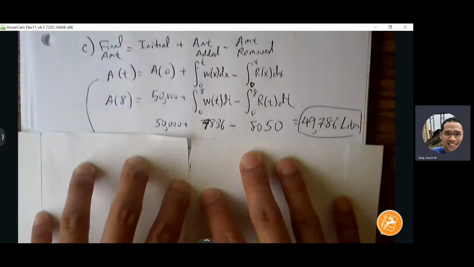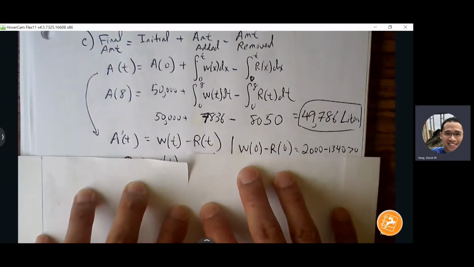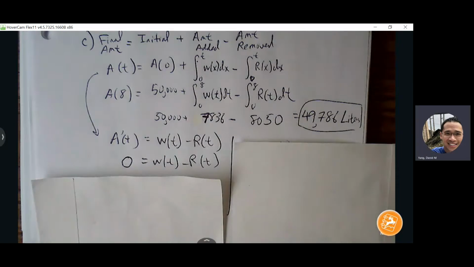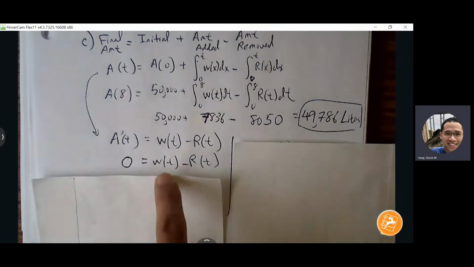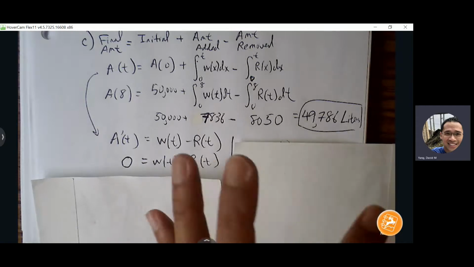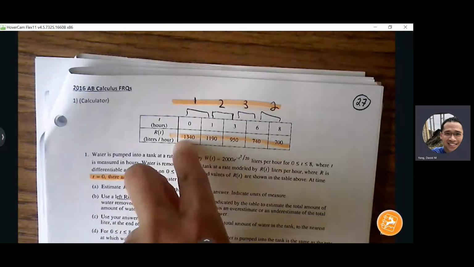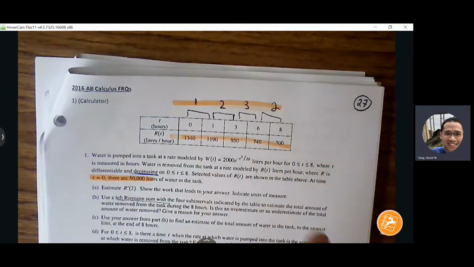We would find the derivative, A prime equals W of t minus R of t, set equal to 0, graph the two functions, W of t minus R of t, and see where the graph crosses the x-axis, right? Normally we would do that. That's fine for W of t, but for R of t we're kind of restricted because we don't have all the in-between points. We just have these select values. So how do we work around that issue?